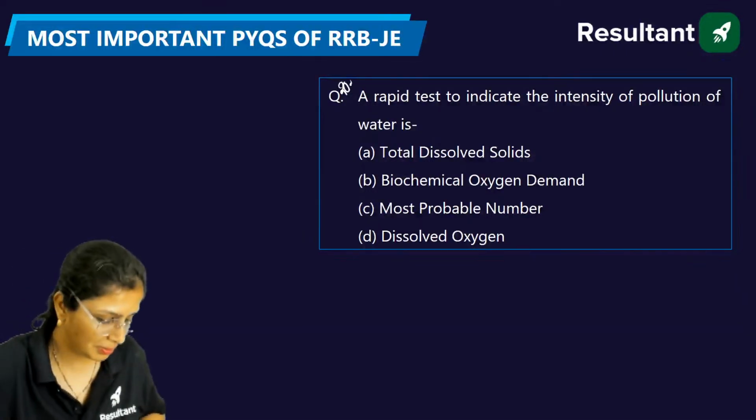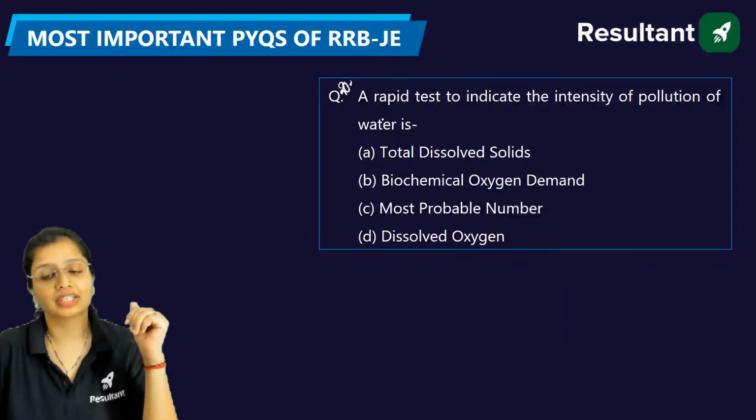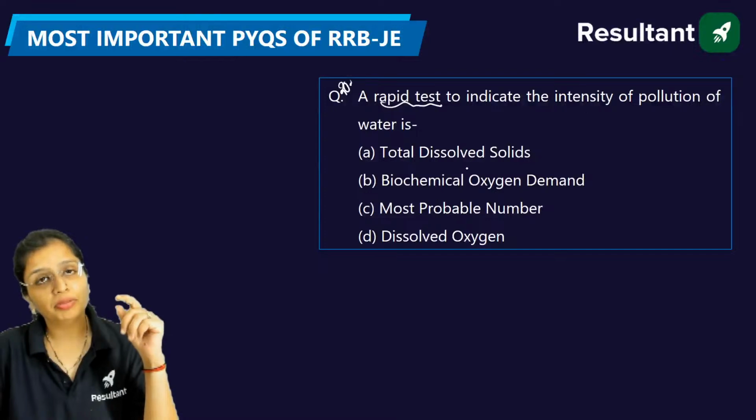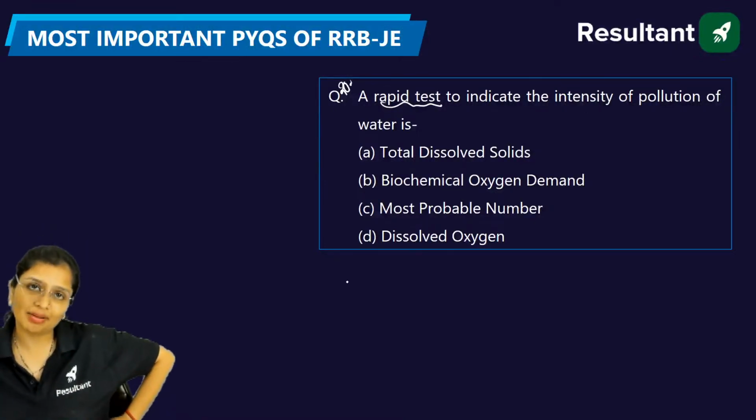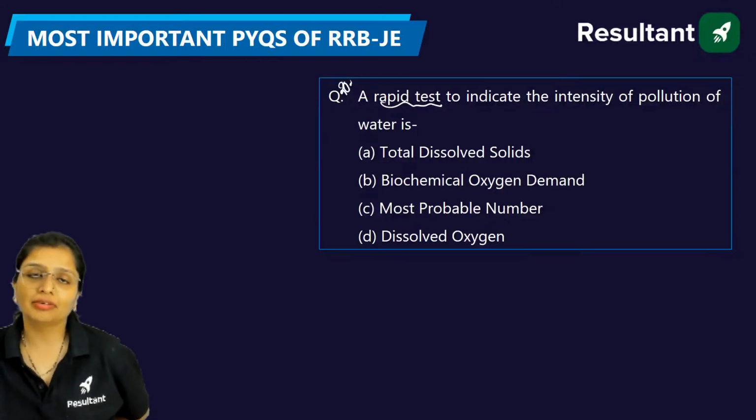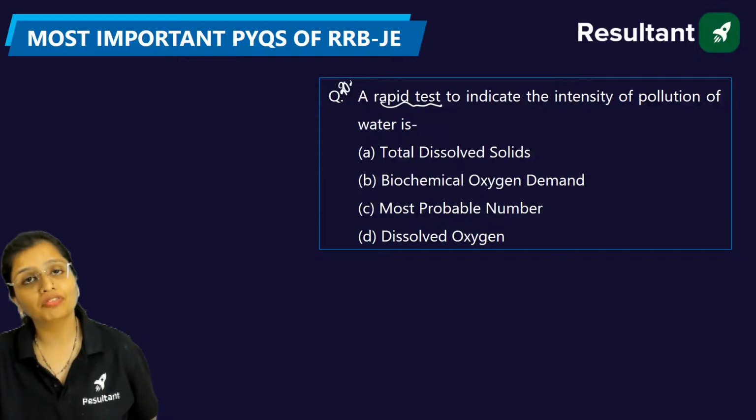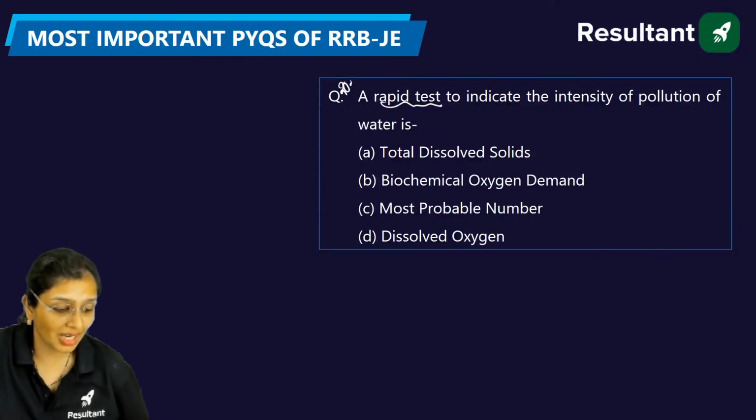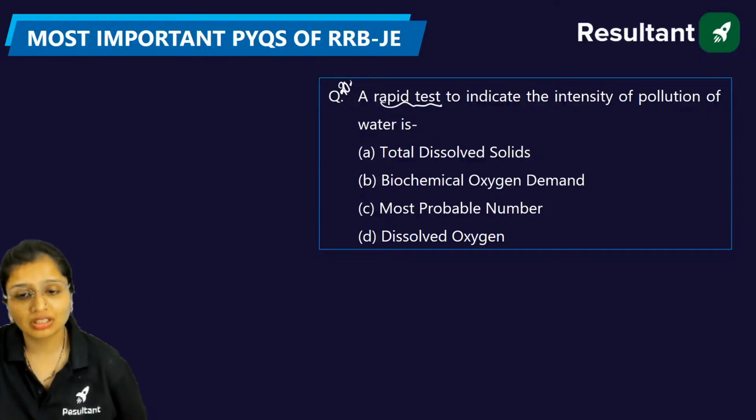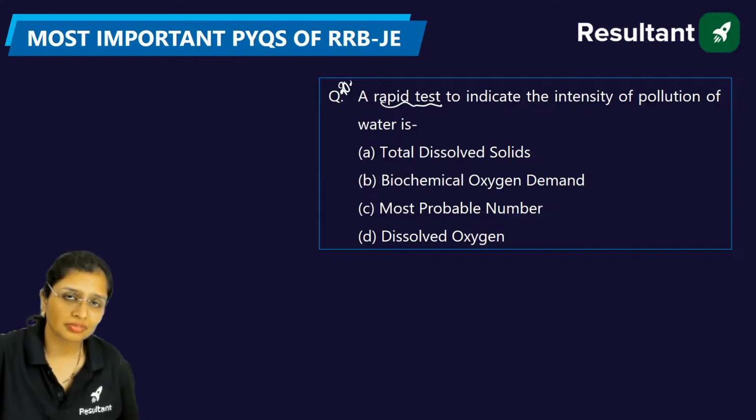Wrong. See, biochemical oxygen demand, you are telling, it will take 5 days. It is a rapid test. For BOD test, when you take a sample of water, the standard BOD which we take is 5 days at 20 degrees Celsius. So you have to incubate it for 5 days. We are talking about a rapid test. How can you say BOD? That will take at least 5 days.